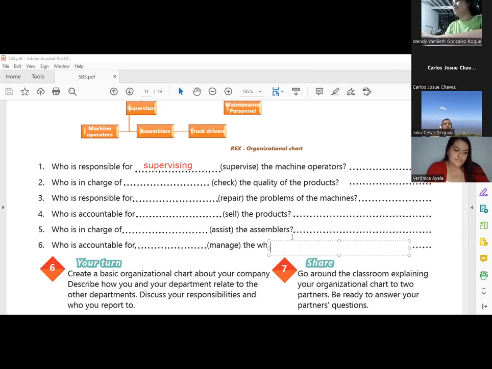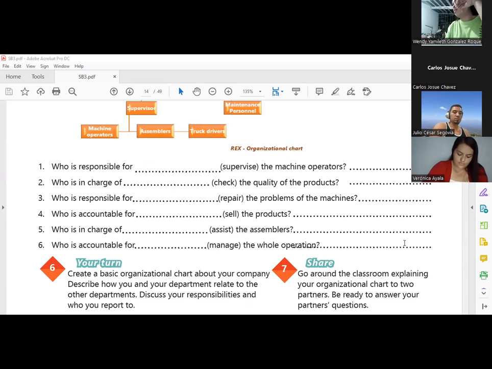¿Qué significa whole? ¿Alguien me puede decir qué significa la palabra whole? Completo o entero. Ok, completo, entero o, en este caso, toda. The whole operation, toda la operación. Right? There you go. Ok, cool.